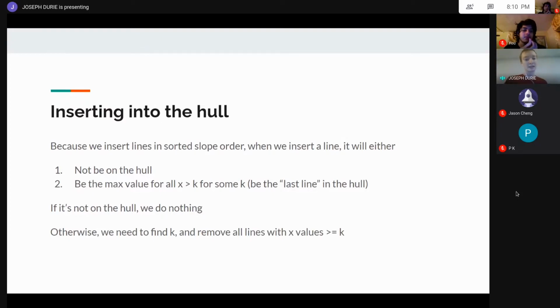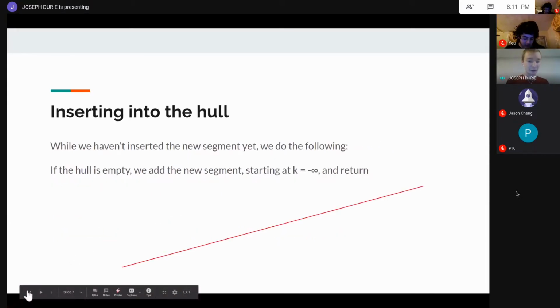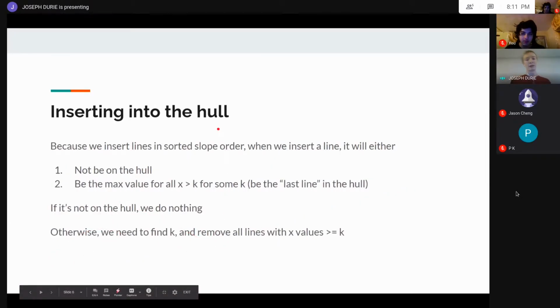But then the other case is that it's the maximum value for all x bigger than some k, for some real value k, which means it's essentially the last line in the hull. So it's the one going off to infinity. So if it's not in the hull, we can obviously do nothing and just not insert it. Otherwise, we want to find the point k and get rid of all the other lines that we have to, to make the hull still work. So we're going to go into the specific cases now, but this is just a general outline for what we're going to do.